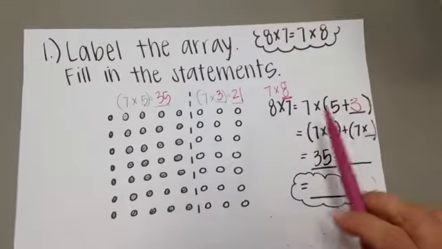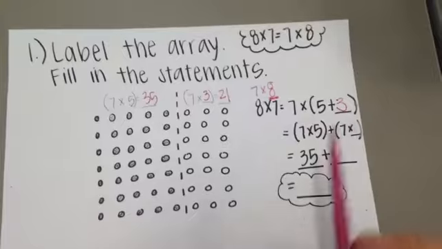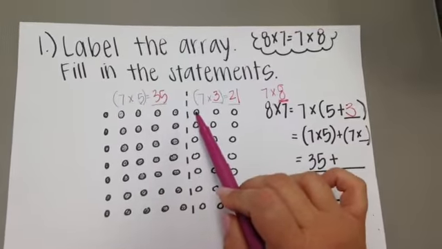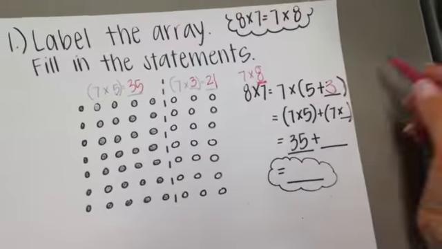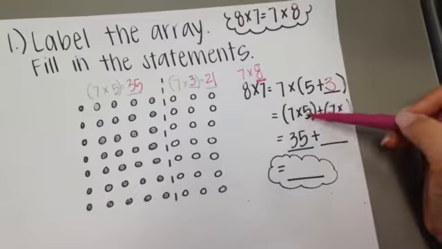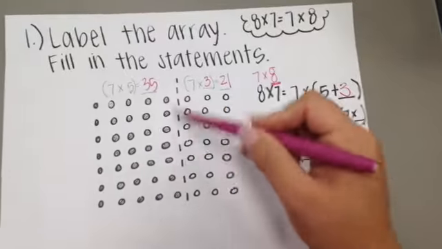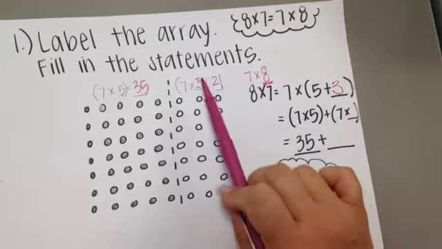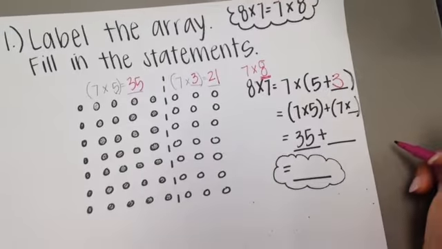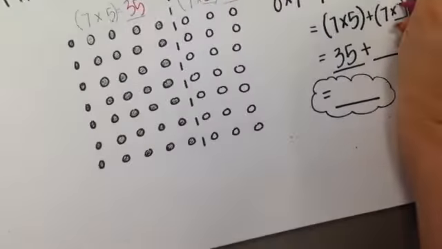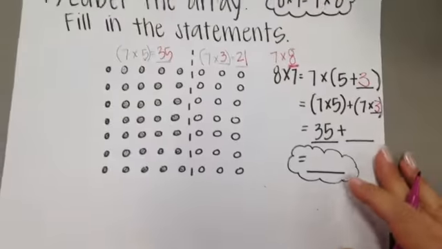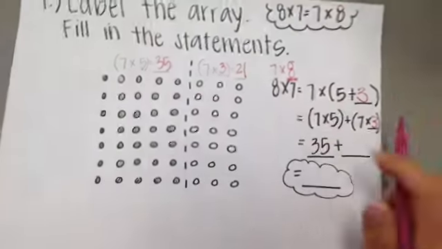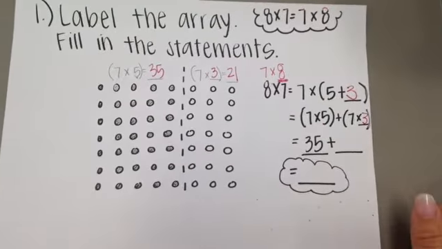Okay, so 7 times 8 is broken up into 7 times 5 plus 3, which we have here, 7 rows of 5 plus 3. Now 7 times 5, that represents this side of the shaded pieces. And then the unshaded, 7 times 3. Okay, this part's shaded, 7 times 5. This is the unshaded, 7 times 3.